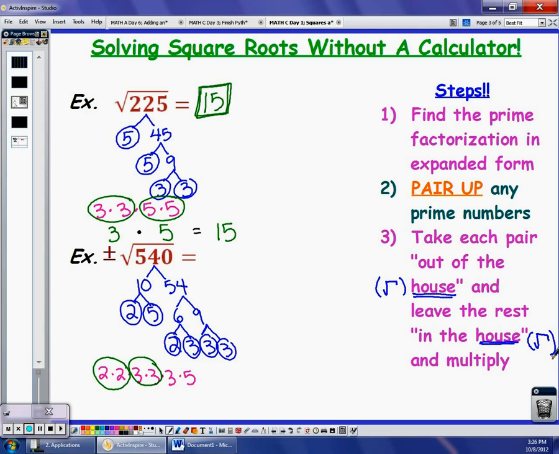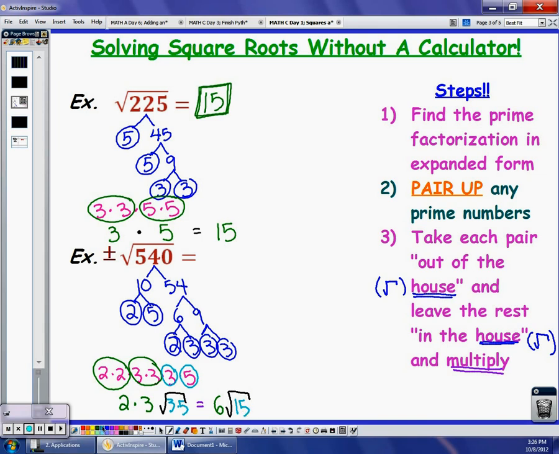So looking at this problem, I can put a house inside the problem. And I notice that I have a 2 and a 3 that are paired up, and I can take that out of the house. And I can take my leftovers, the 3 and a 5, and put that in the house. And then it asks us to multiply these. So 2 times 3 will give us 6. 3 times 5 will give us 15. So our answer can look like 6 root 15.